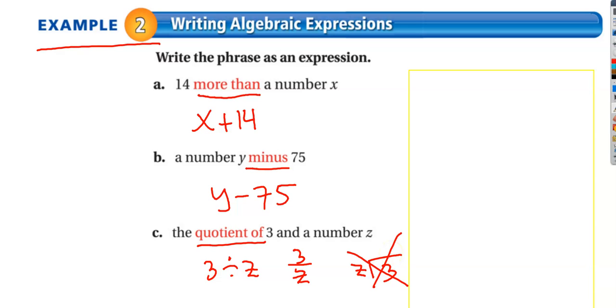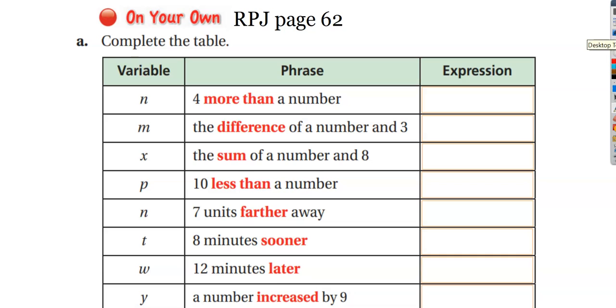Okay. So now we're going to get to the OYO. I want you to try these on your own. This is in the practice journal on page 62. So you can turn to that page and complete these and go ahead and pause it. And then I'm going to write in my answers.